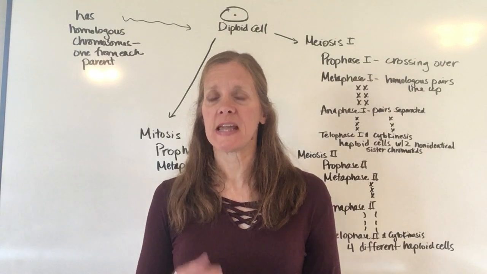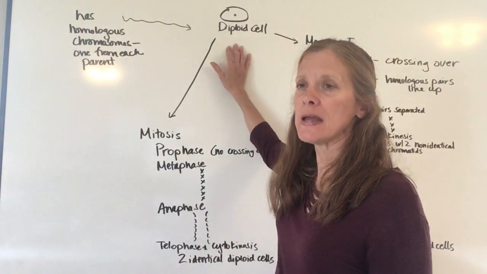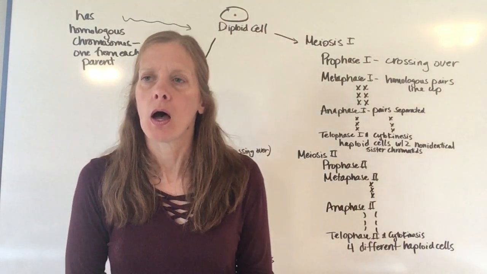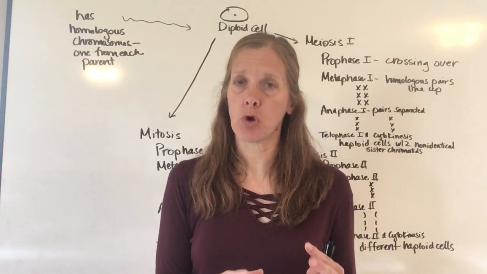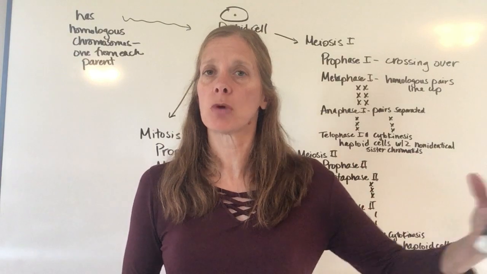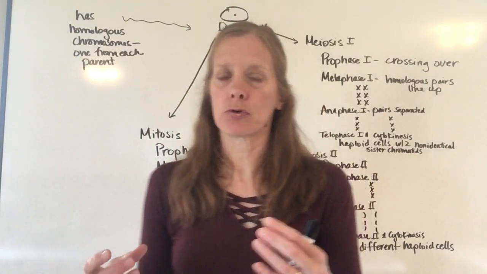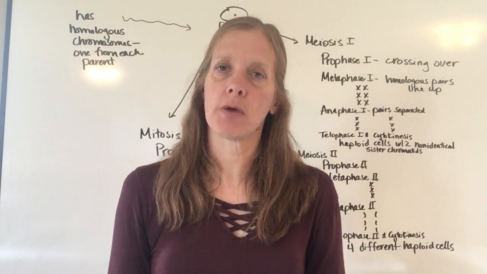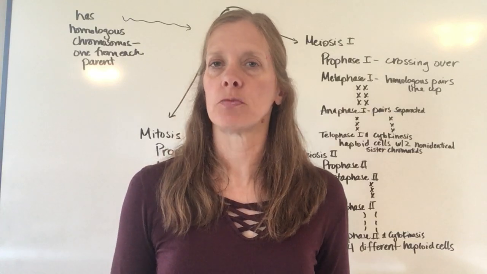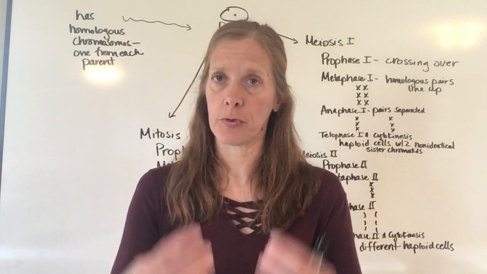Both mitosis and meiosis start with a diploid cell. Now, what's a diploid cell? A diploid cell means that you have homologous pairs of chromosomes. So what that means is you got a set of chromosomes from your mom and a set of chromosomes from your dad. And so you have chromosomes for eye color from both parents. You have chromosomes for hair color from both parents. You have chromosomes for your height. You have chromosomes for lots of different things from both parents.